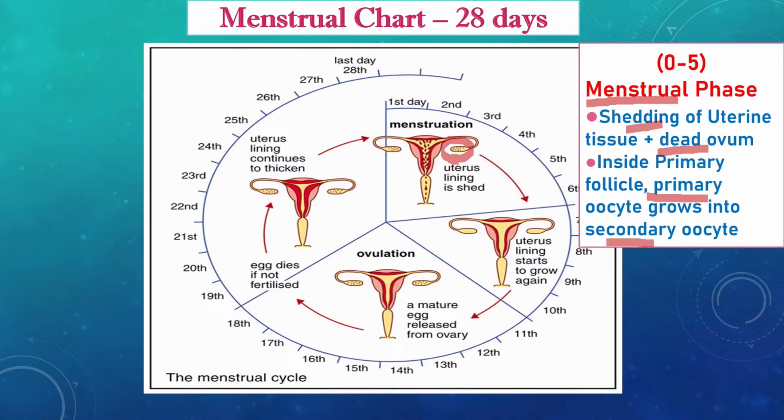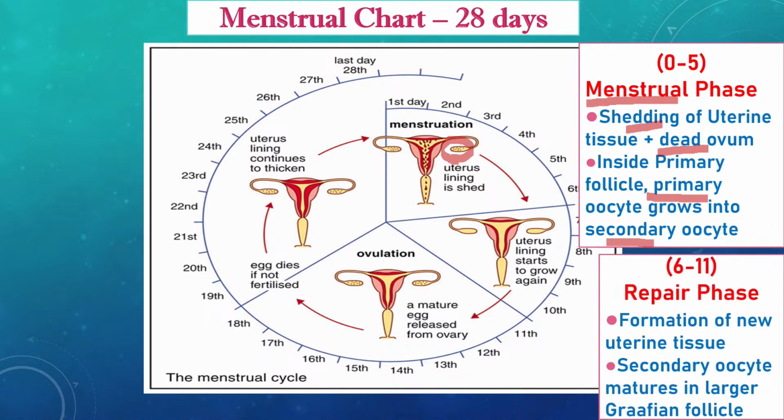Now let's go to the next phase, which is the repair phase. Repair phase from day 6 to 11. What happened here? This is repair. As you know, the old stock has been shed off. So now they are going to form new stock, new uterine tissue. This is what we call repairing the endometrium tissue or endometrial wall. The endometrial wall is getting repaired, rebuilt with new stock.